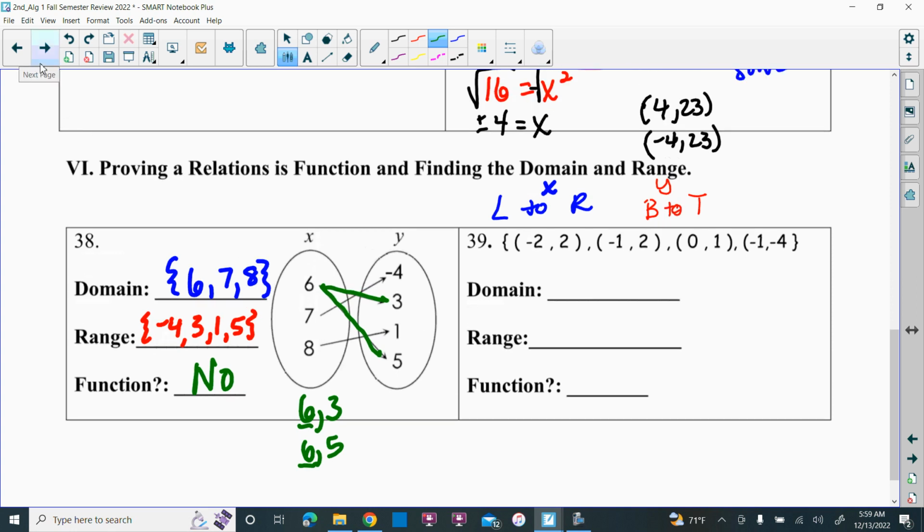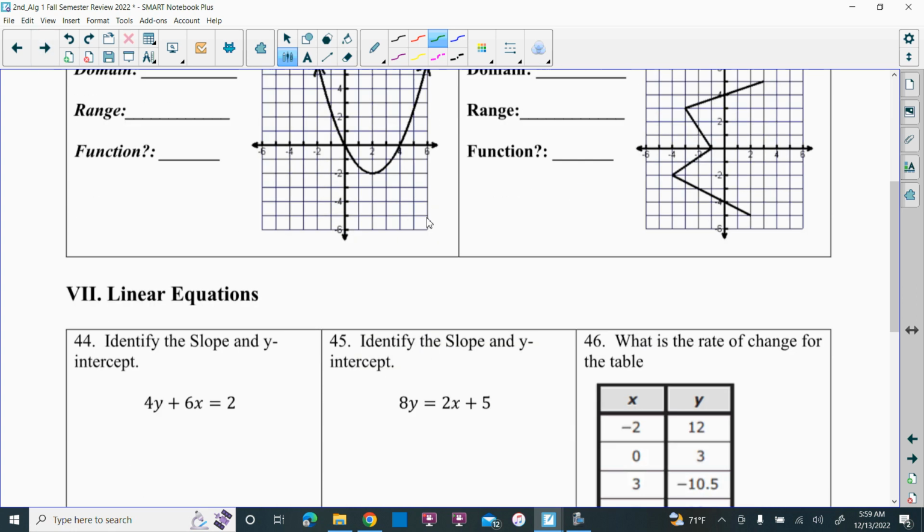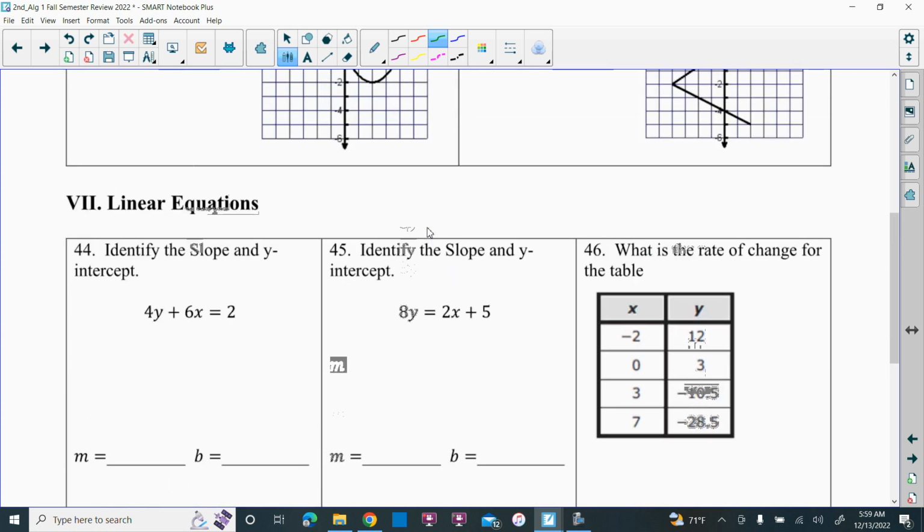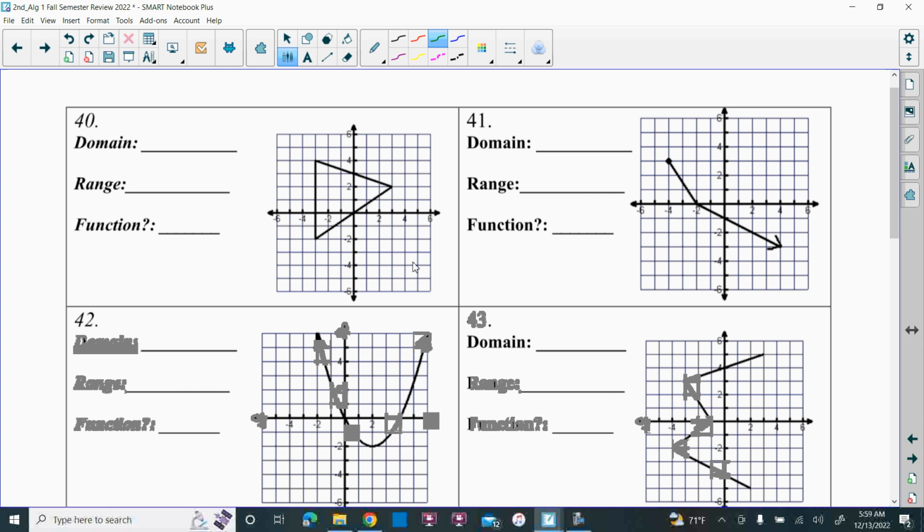So when we get to, I'm trying to think if I want to go to 49 or 39. Well, I'll go to this next step.